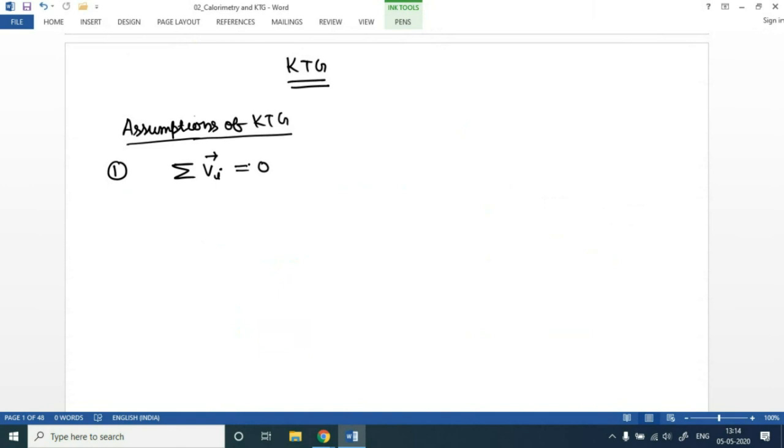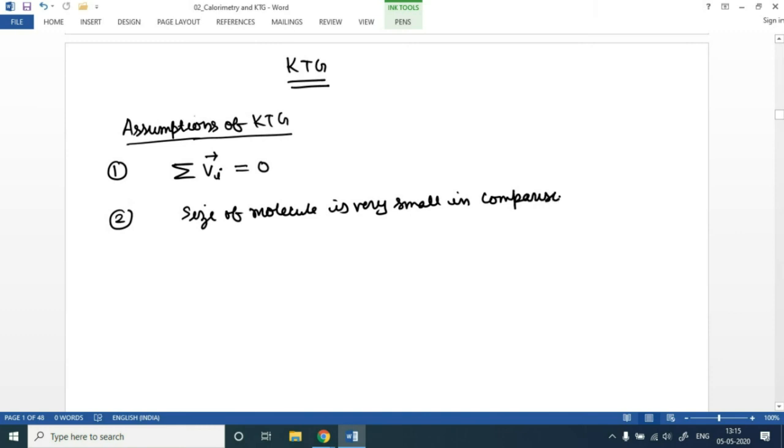And this assumption will be valid only if the number of molecules inside the container is very large, let's say of the order of Avogadro number. So this is the first assumption. And the second assumption, let me tell you, is that the size of a molecule is very small in comparison to the separation between molecules. So this is one of the assumptions.